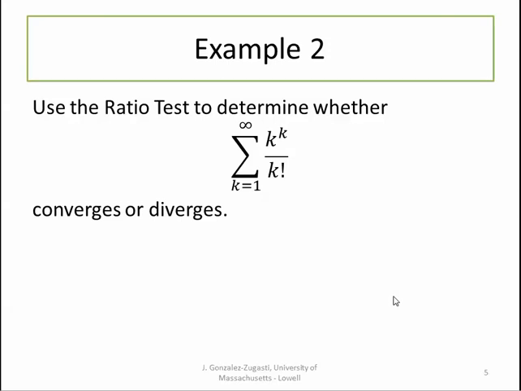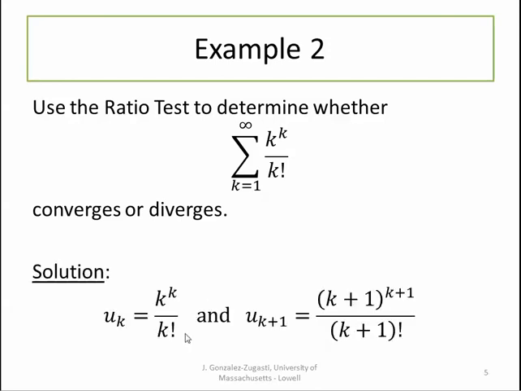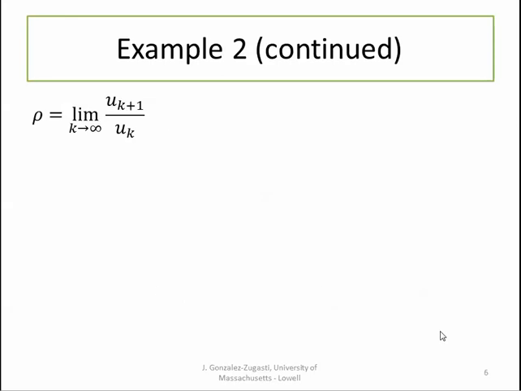Alright, let's use the ratio test to determine whether the series k to the k over k factorial converges or diverges. Oh, that looks really cool. Look at all those k's. Alright, so here we go. The first thing is to determine your kth term and your k plus first term. And it's really important that you have parentheses in the right place. Once you've determined your kth term and your k plus first term, you look at the limit of their ratios.